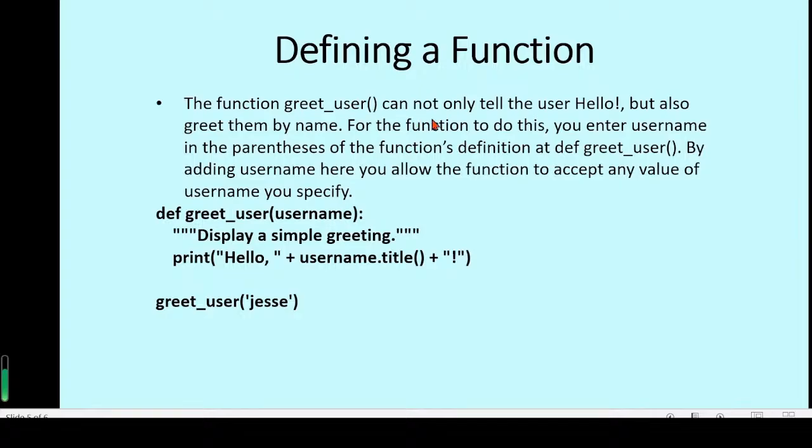The function greet_user can not only tell the user hello, but also greet them by name. So for the function to do this, you enter username in the parentheses of the function's definition at def greet_user. By adding username here, you allow the function to accept any value of username you specify. So if we want to print a message with a different username, we can put a parameter in the definition of the function, in the parentheses. Inside the function, print will take this information of username and print a message. So when we call this function, we have to add a name, for example, Jesse here.